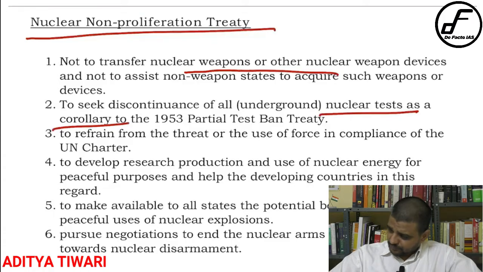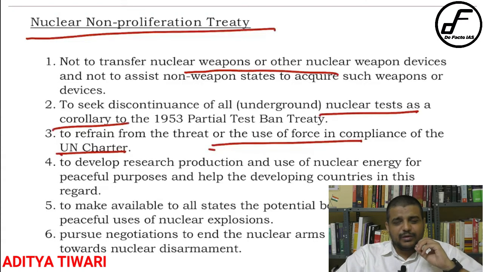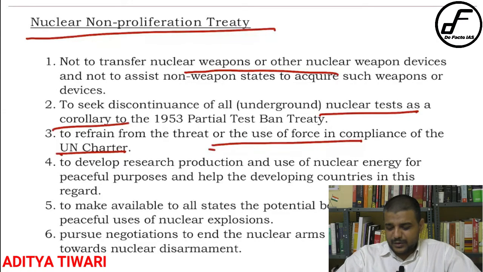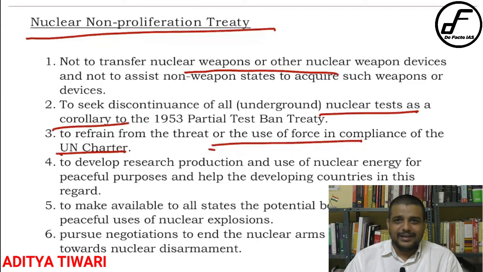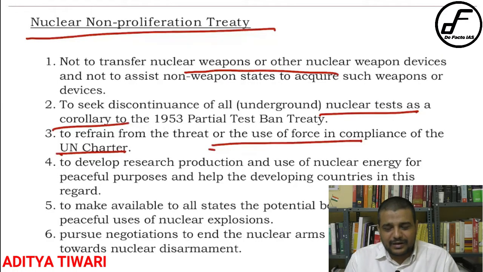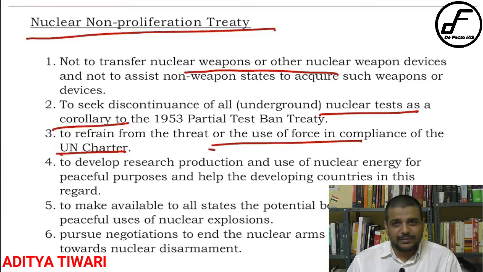Then, to refrain from the threat to use nuclear weapons in compliance with the UN Charter. It means that they will not use nuclear weapons as an act of aggression. Now that is very silly. Why? Because just by having a nuclear weapon there is an aura that gets created around you, so your trust level in the international political order is high. It also stabilizes that particular state, because once you have this weapon, the world will not want you to fail.